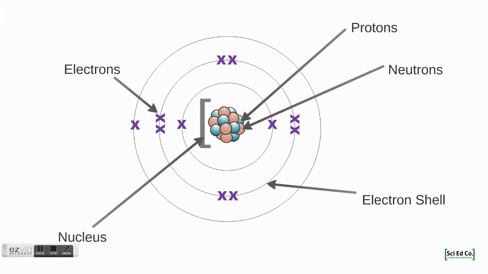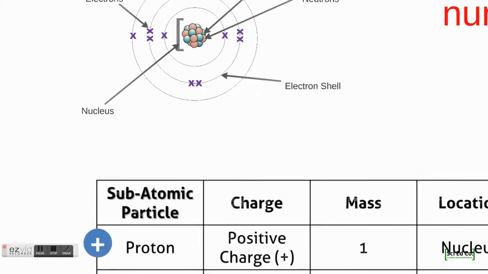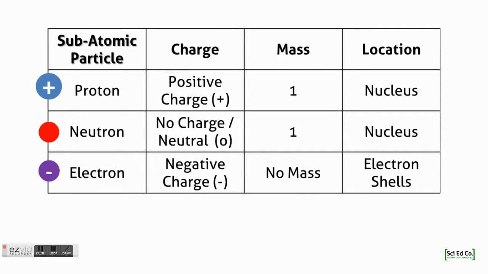Let's have a more detailed look at these subatomic particles. Okay, so here we have our 3 subatomic particles. Protons, neutrons, and electrons. Each of these particles has a charge and a mass. It's important that we know these facts as they will help us to understand and draw atoms. Protons are positively charged. Each proton has 1 positive charge. Protons also have a mass of 1.